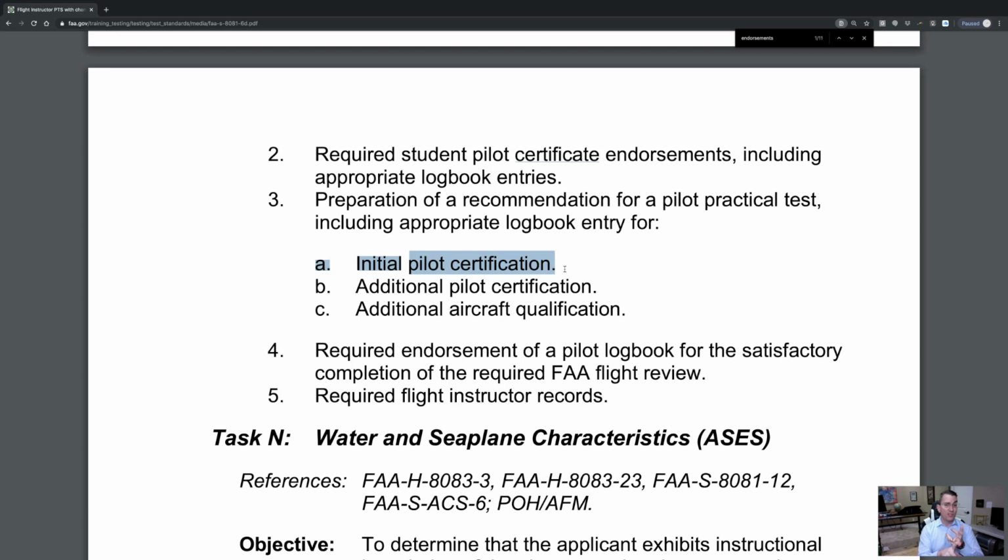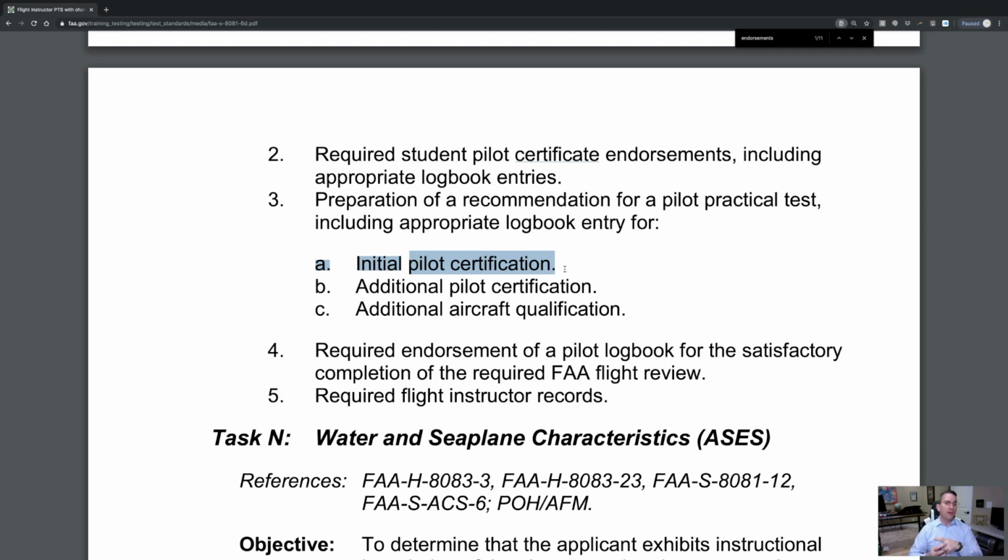to have them take the knowledge test, and your Alpha 33 is stating that you've trained them for all the maneuvers and procedures in 61.107, and they meet all the time requirements of 61.109. And so that would be the initial pilot certification endorsements there.